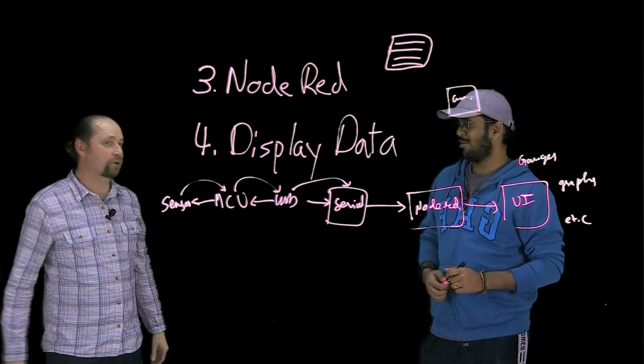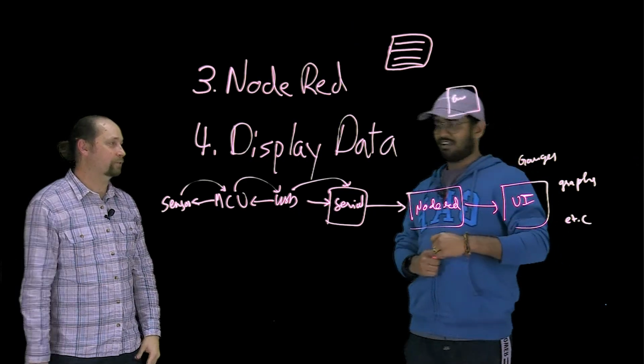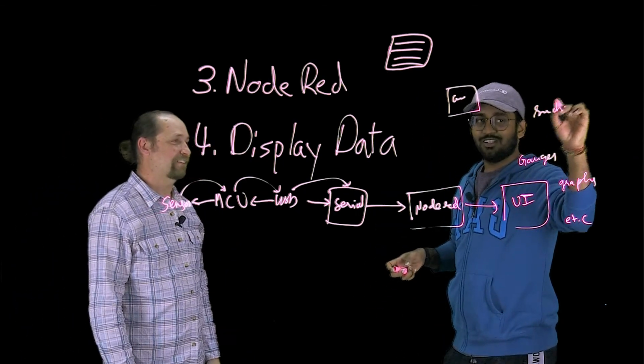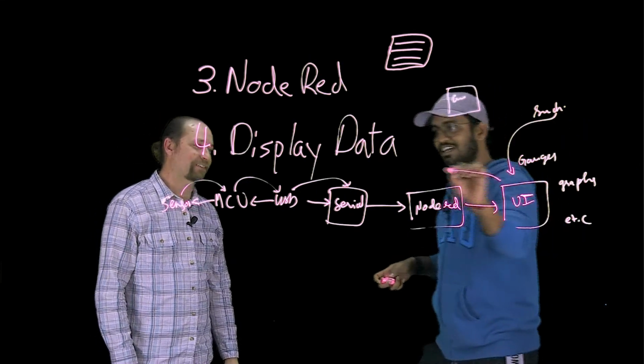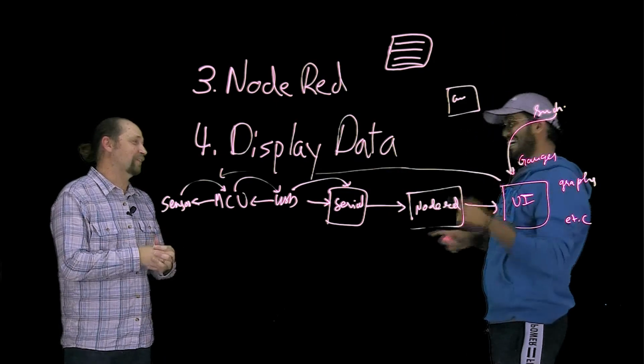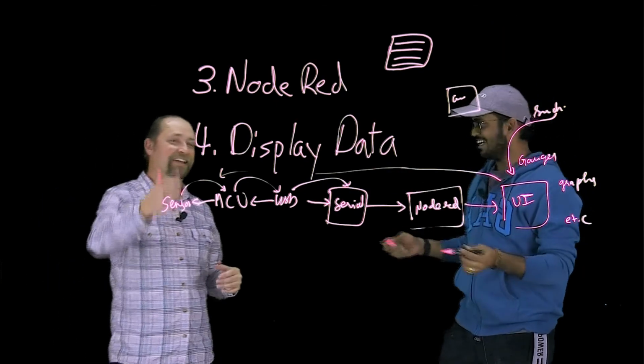I think we're good for number 3 and number 4. Do you have anything else? Yes. So in the UI you can have switches. Through the switches you can control the sensors or the LED. Oh, you're getting really fancy. But that's not required. They just have to show it.